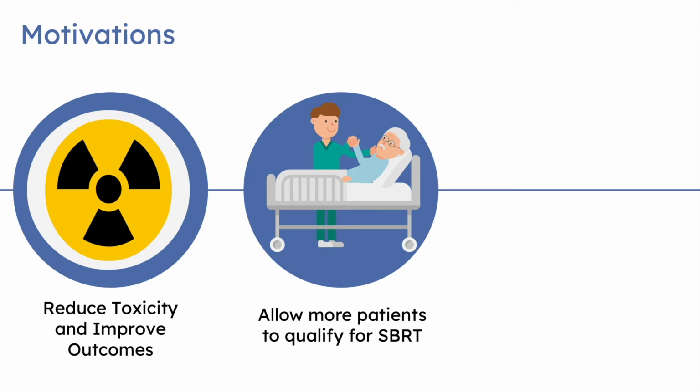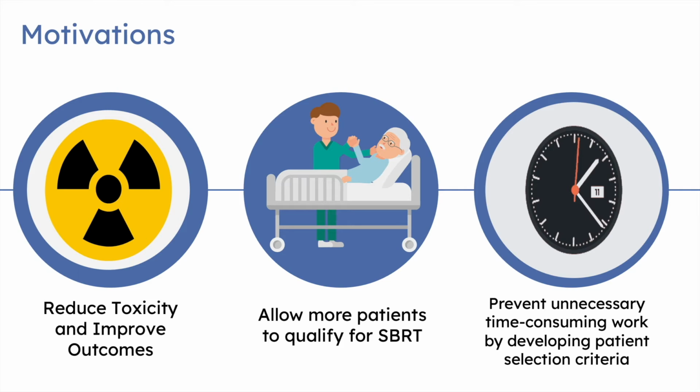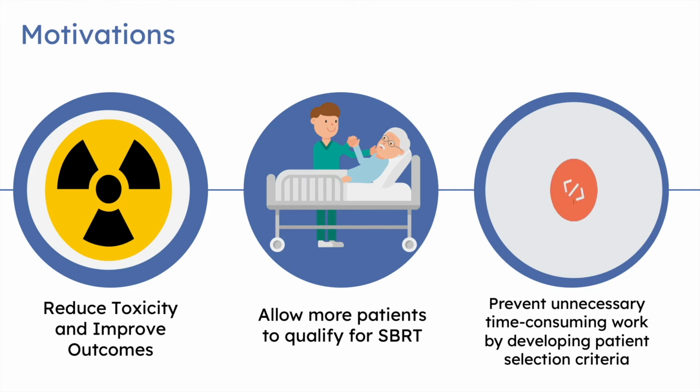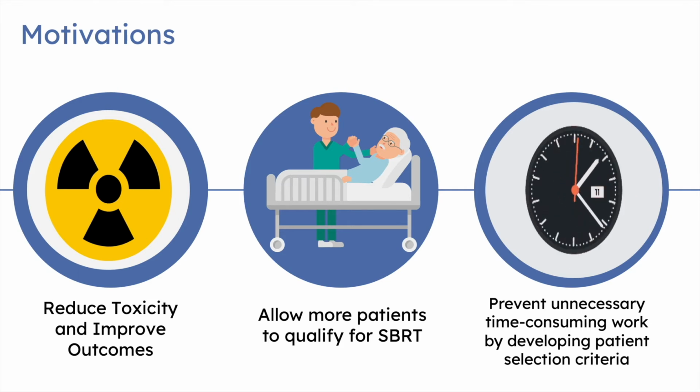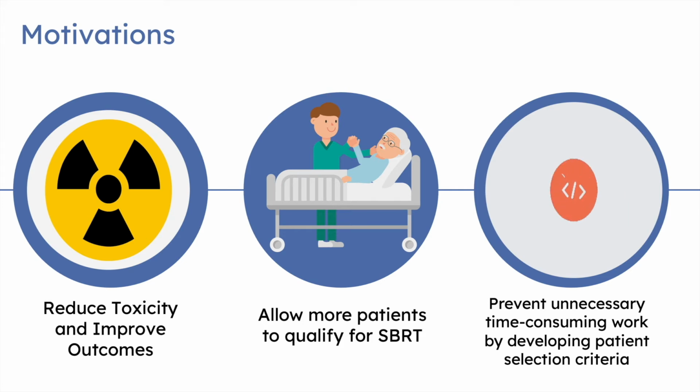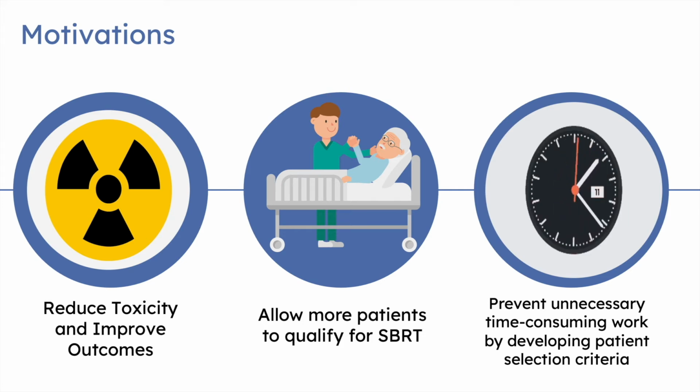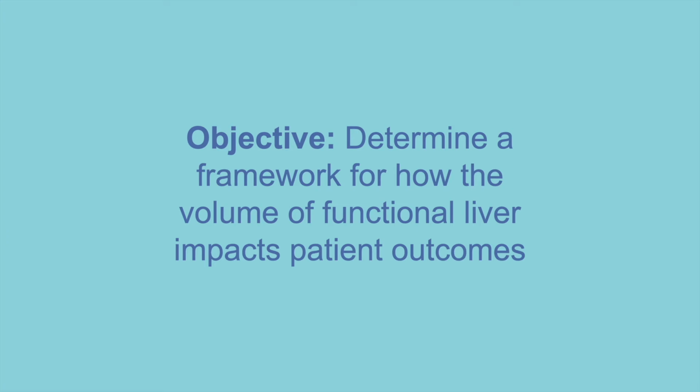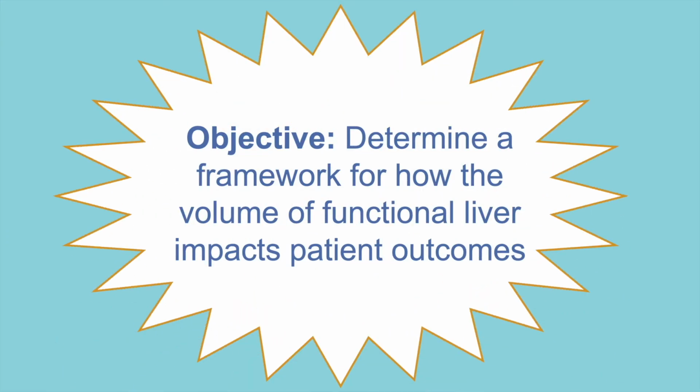Functional treatment planning, however, is fairly time-consuming, which is why it's important to determine which patients would significantly benefit so the clinic's resources can be devoted to cases where the extra effort would actually make a significant impact on the patient. The goal of this project was to determine a framework for how the volume of the functional liver impacts patient outcomes. This framework would help for future patient selection to determine which patients would see a significant impact from functional treatment planning.